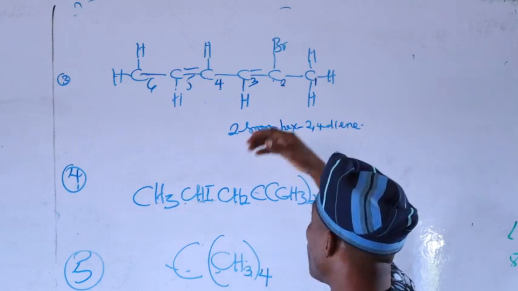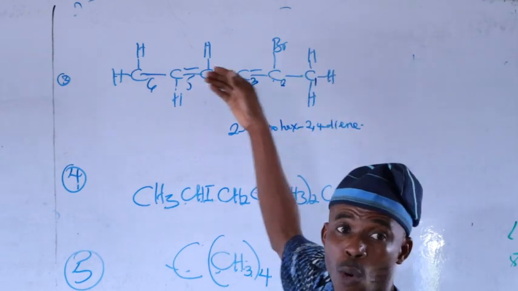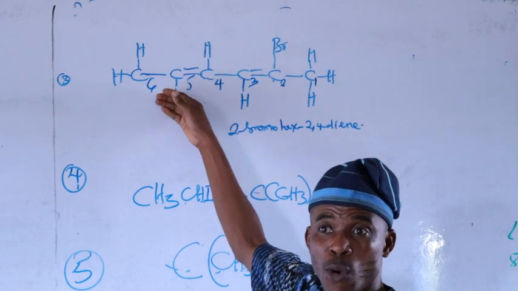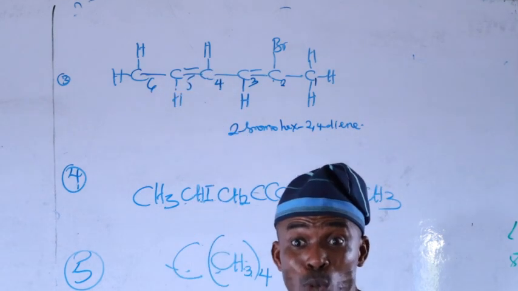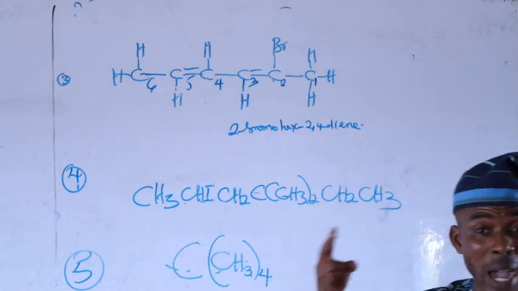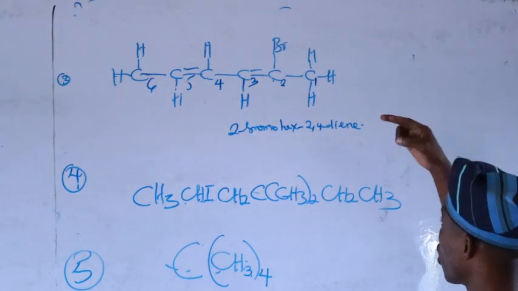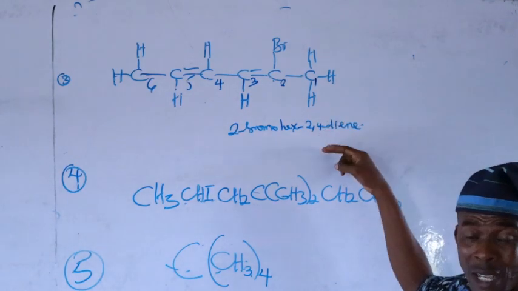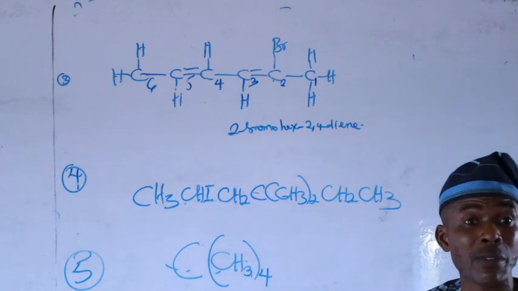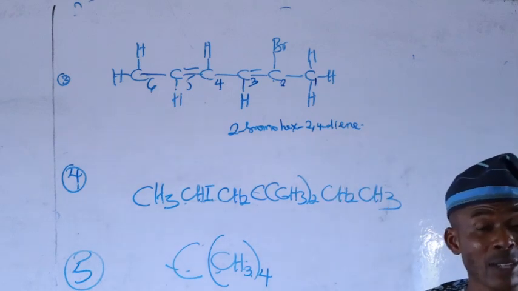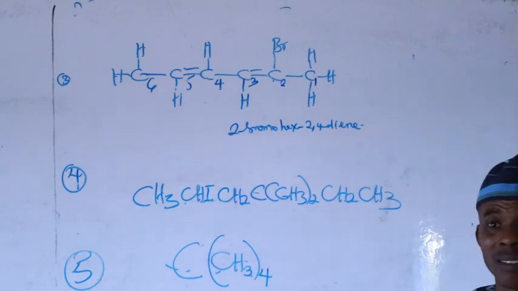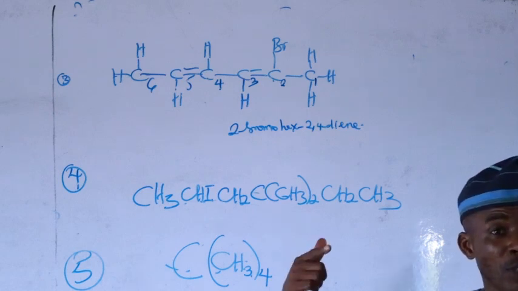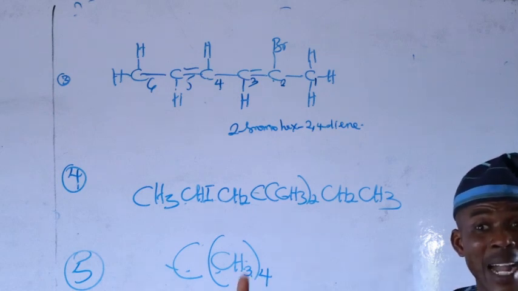One is attached to carbon number 2. The second one is attached to carbon number 4. That means there are 2 alkene functional groups, and we use the prefix di. If there are 3, you write what? Tri. If this is 1, 2, 3, it's going to be triene.